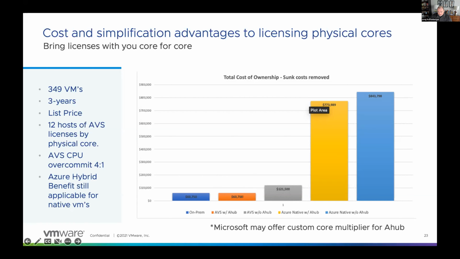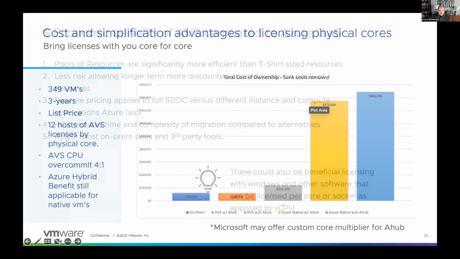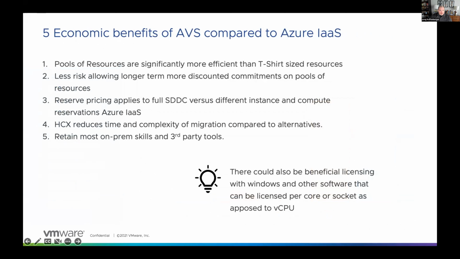All right, so just to sum it up, the pools of resources really are more efficient than t-shirt sizes, especially between 300 and 500 VMs and up. There's less risk, so you can buy more 3-year reserved instances than you would because there's less risk. Your need for compute is going up. HCX reduces the time and complexity. We talked about that. You're going to move it and move it fast.